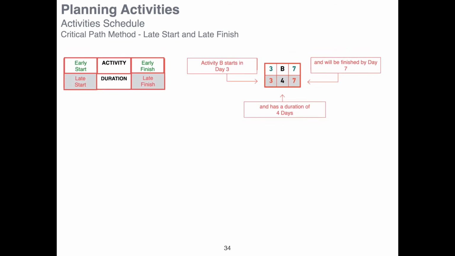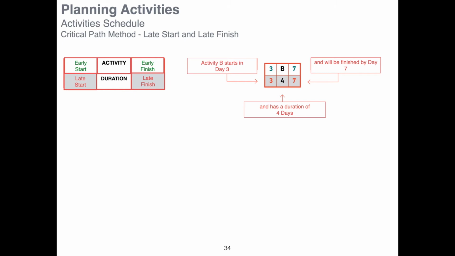We'll complete our 6 boxes here. We know that activity B will be completed on day 7. We know that already from the linear sequence. So 7 goes here to the lower right corner. 7 minus 4 days, it means that we can start activity B on day 3. That is the latest date to possibly start activity B.